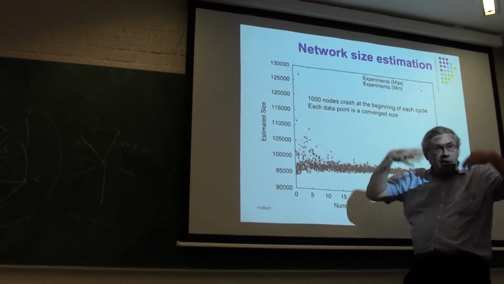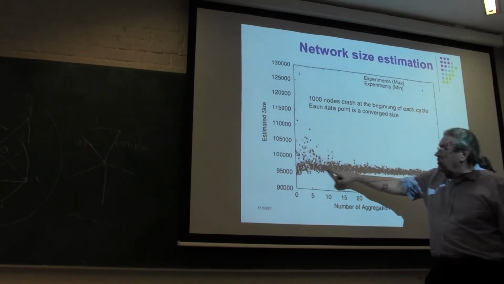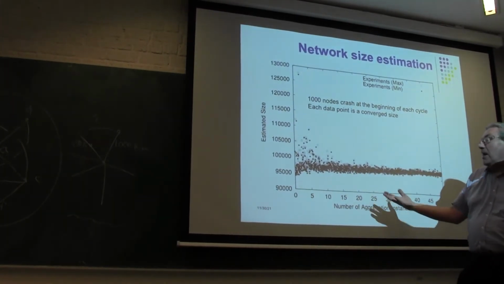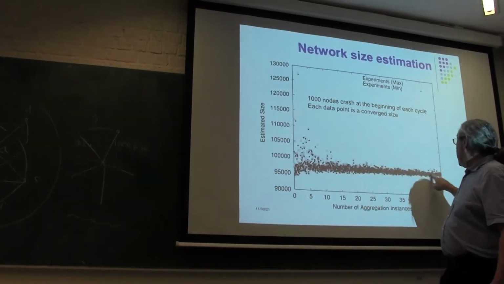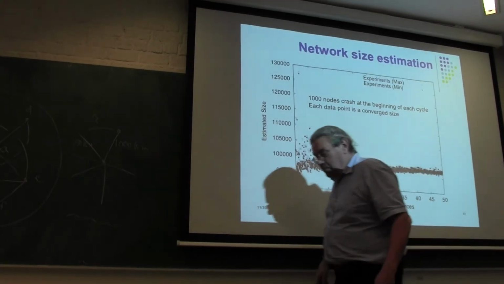So this is a network very much in flux. Still works pretty good. I mean, what is the real size? Here it tells you that it's going to be like 97,000. Yeah, maybe it is.